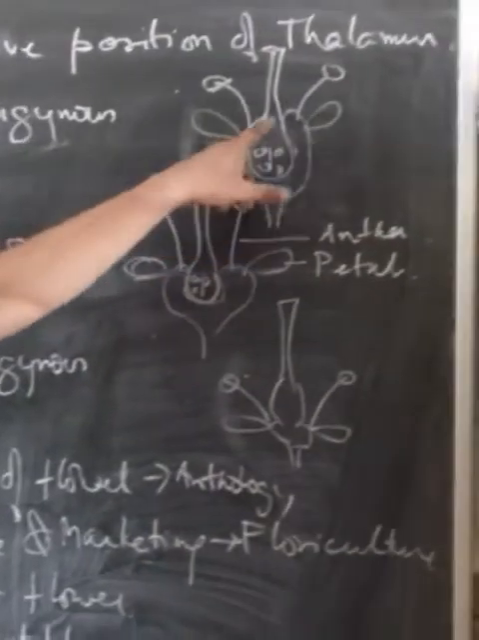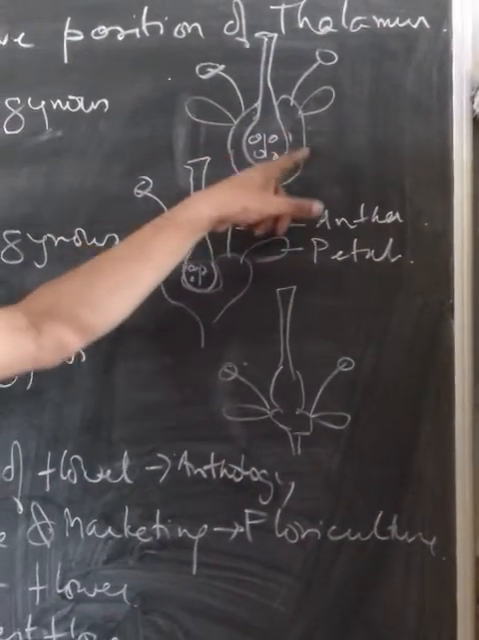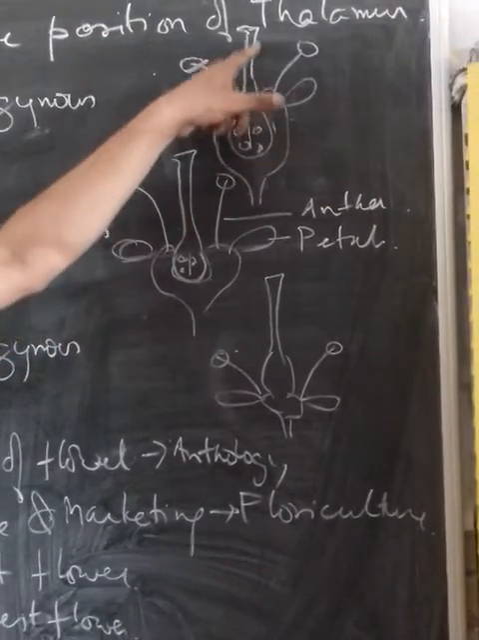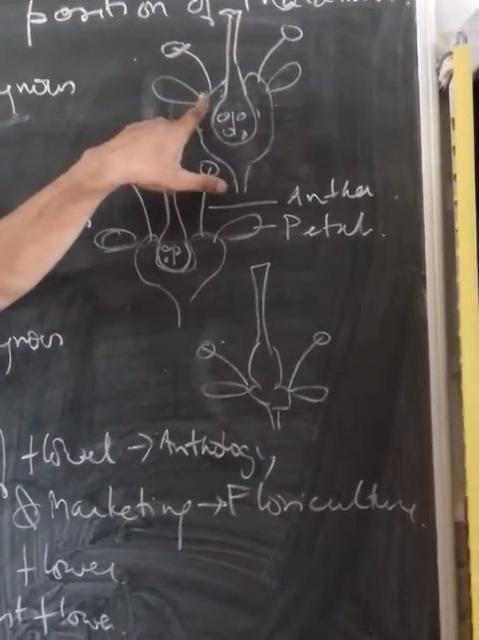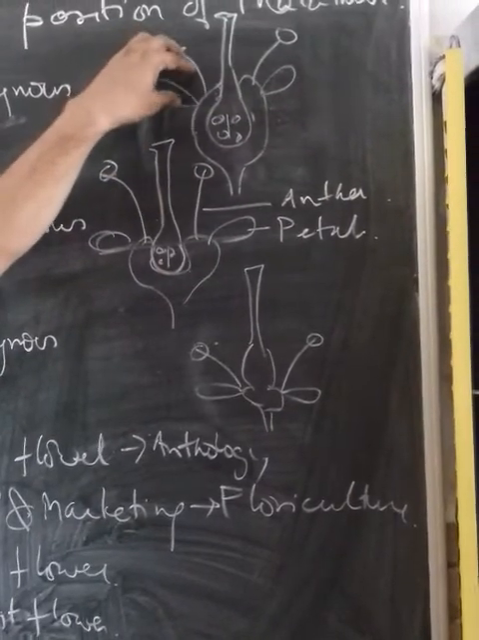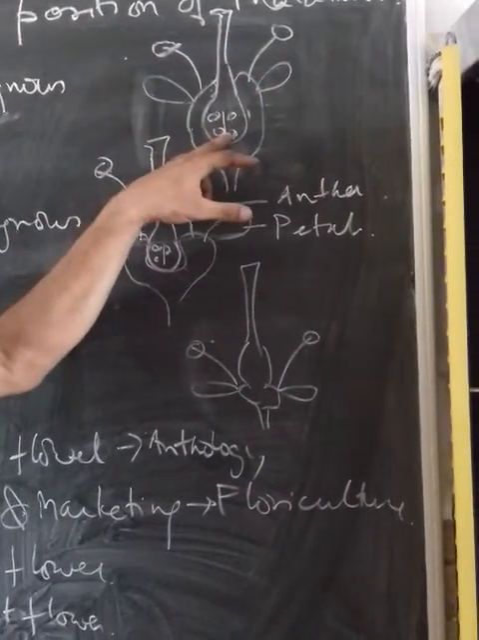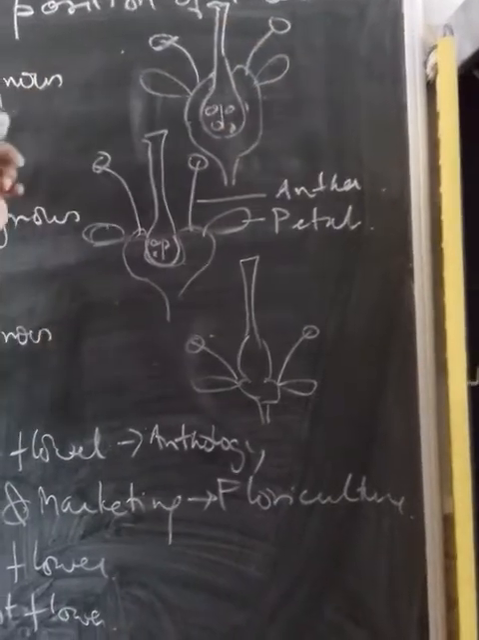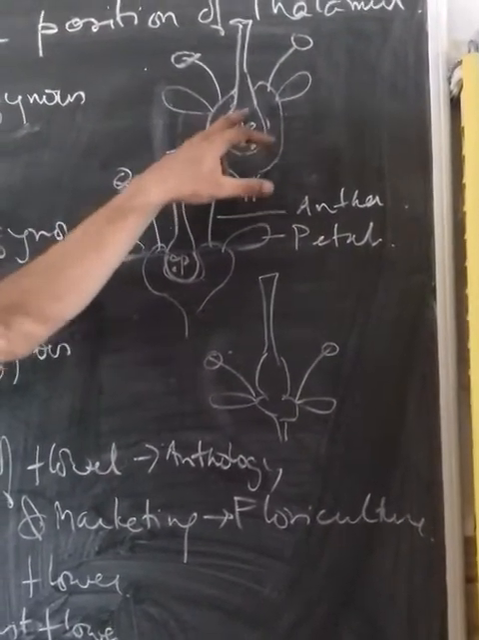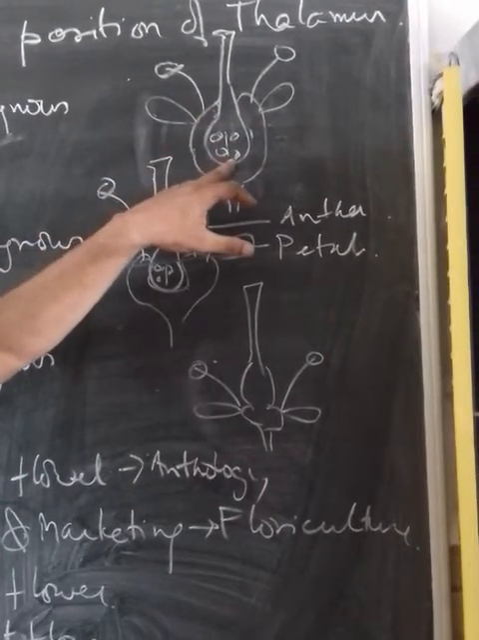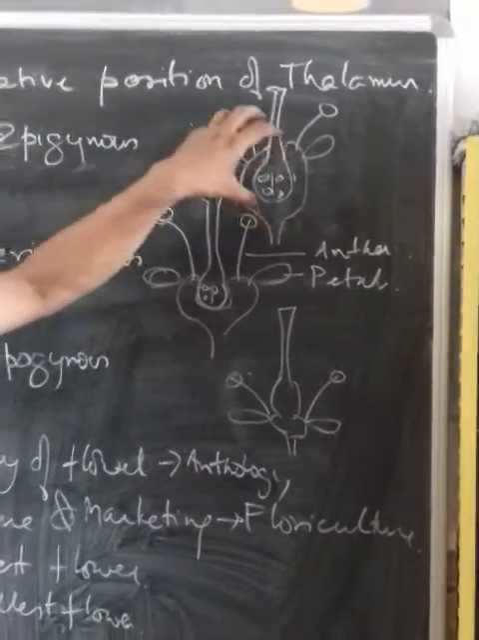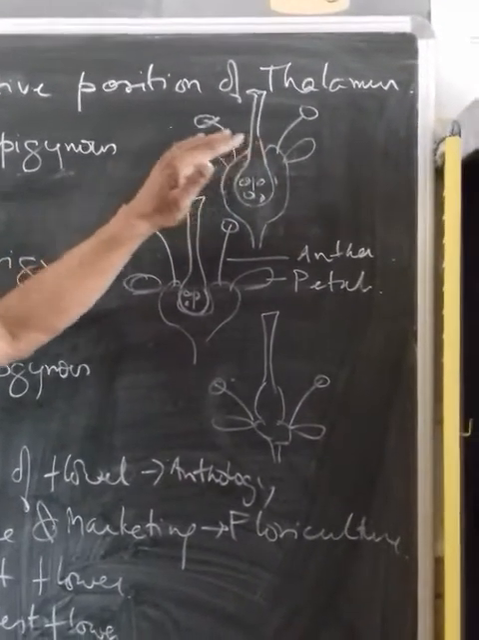For example, here you see the thalamus is encircling the ovary or the carpel, and the style is coming out. See, all these whorls, this is the petal, this is the androecium, they are all above the gynoecium. If they are above the gynoecium, we call them epigynous flowers. Usually this has an inferior ovary, that means the ovary is lying inside, and most of these flowers develop into a type of fruit we call the false fruit.